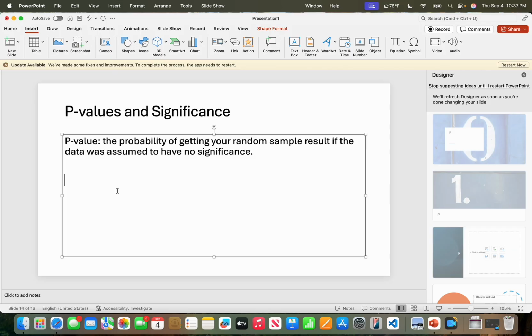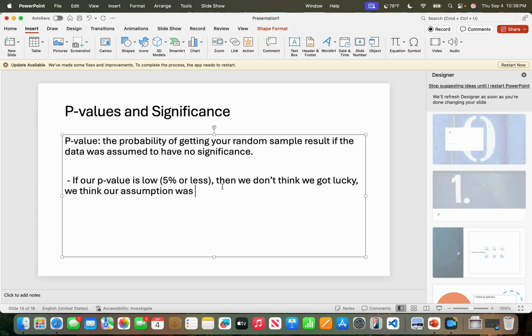Now, there's a lot to say here, but what we're going to say early on is if our p-value is low, and we'll say 5% or less, in other words, we're looking at 0.05, then we don't think we got lucky. We think our assumption was wrong, and there is significance.